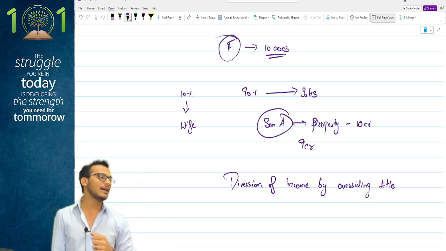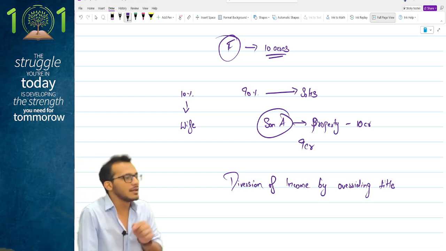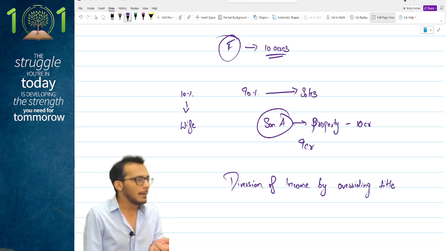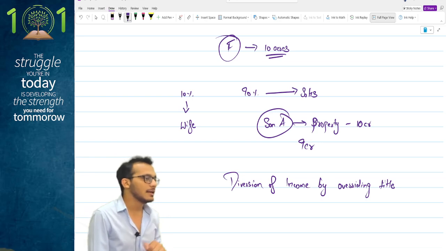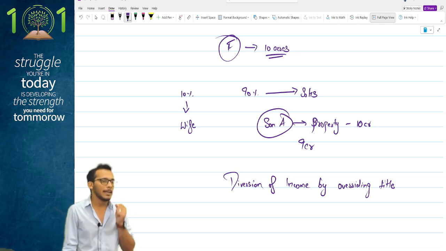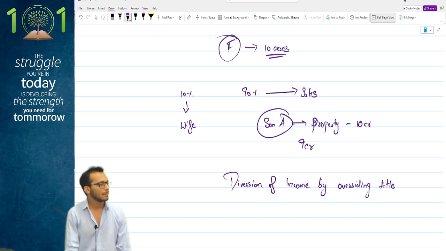The only way you understand whether it's application or diversion is by asking yourself, can I make the decision? If I can make the decision, it is application and therefore taxable in my hands. If I cannot make the decision, it is diversion and it is not taxable in my hands. Clear, not clear?